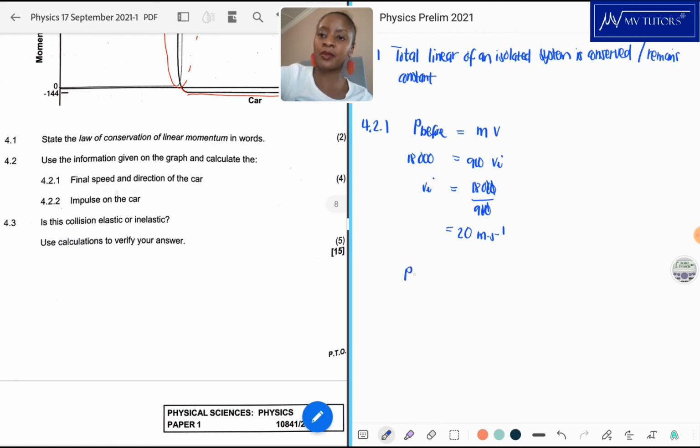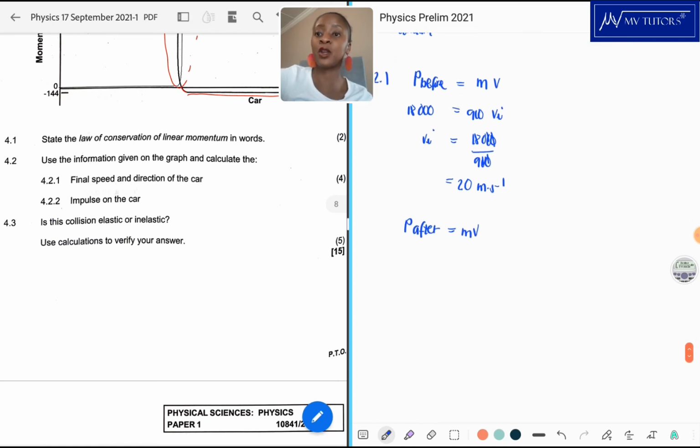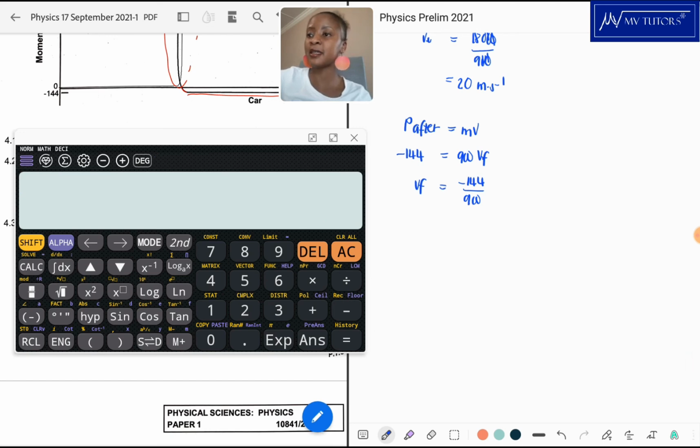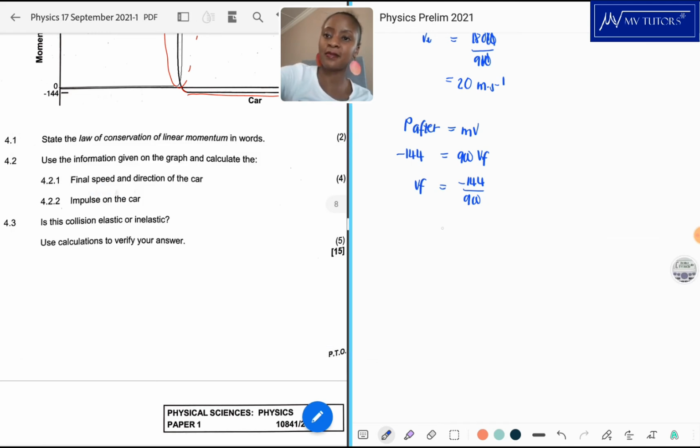So we have the momentum before and the momentum after, which is still mass times velocity. We know they ended up with negative 144 kilograms meters per second. The mass is still the same, and we have the final velocity. So the final velocity would be negative 144 over 900, and we definitely need the calculator for that. That is negative 0.16.